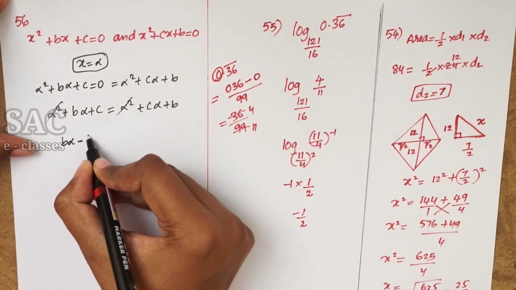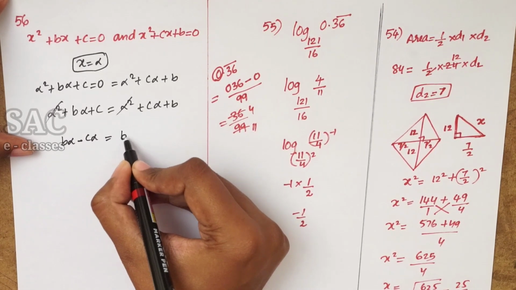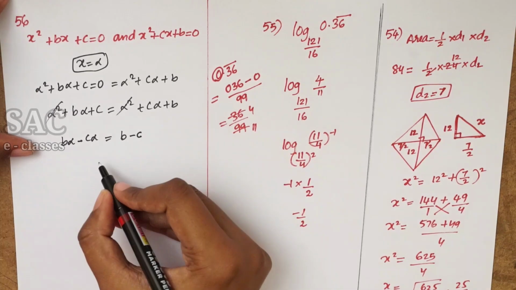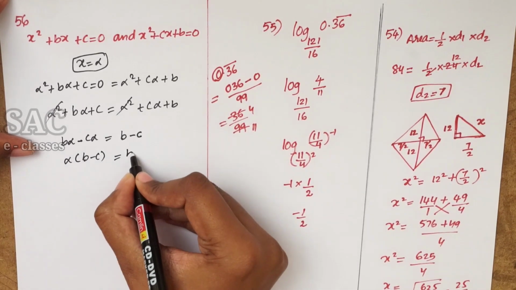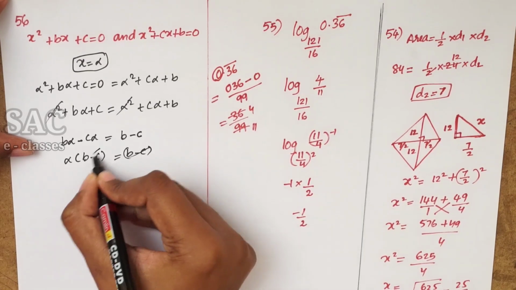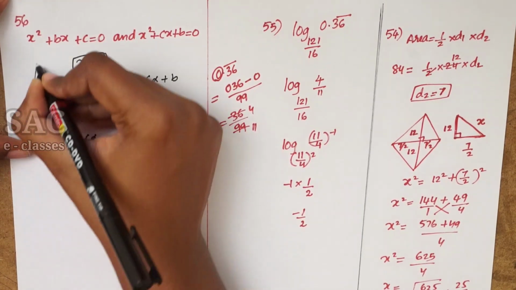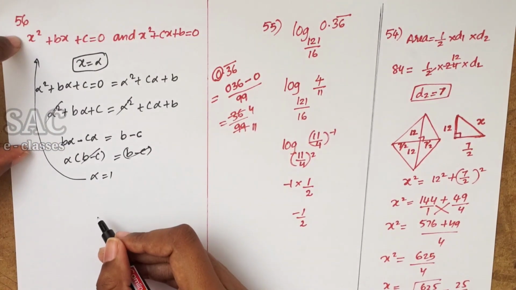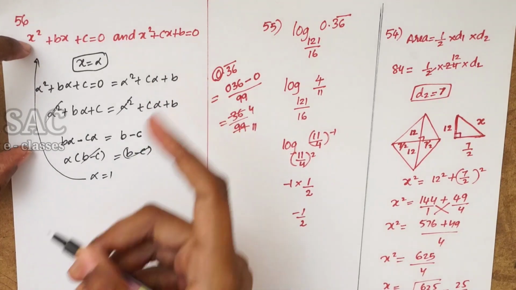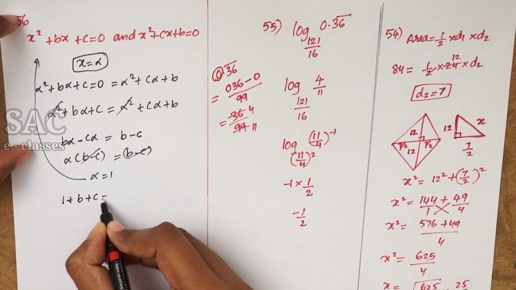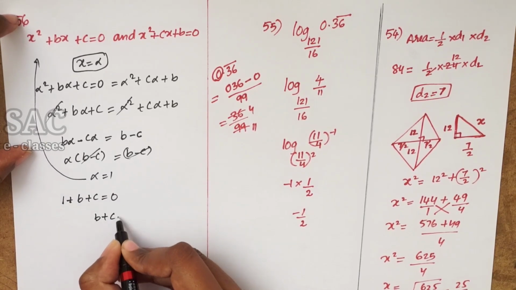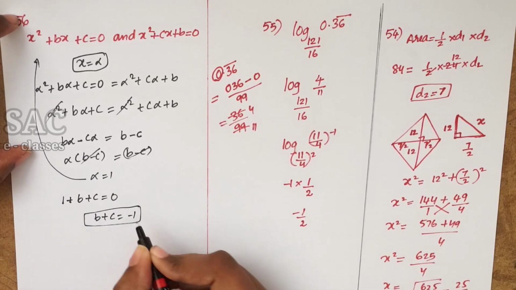Make sure that alpha terms are one group. B alpha minus c alpha is equal to b minus c. Then take out alpha as common, alpha into b minus c is equal to b minus c. Clearly alpha is 1. Then substitute this alpha equal to 1 either in equation 1 or in equation 2. You will get the required one: 1 square plus b plus c equal to 0. Clearly b plus c is equal to minus 1 will be the required one.